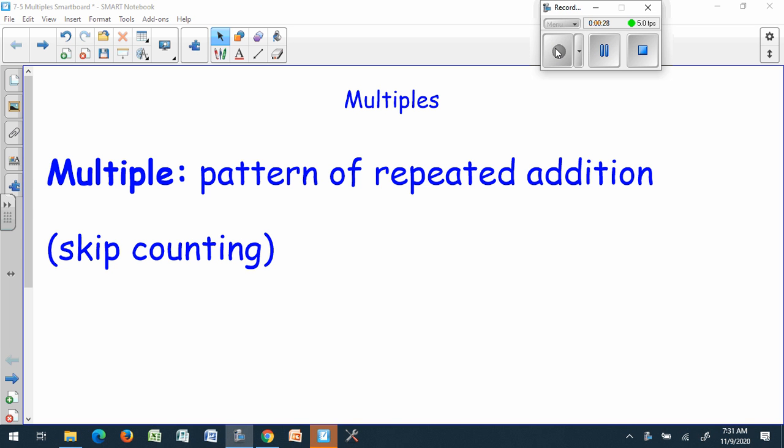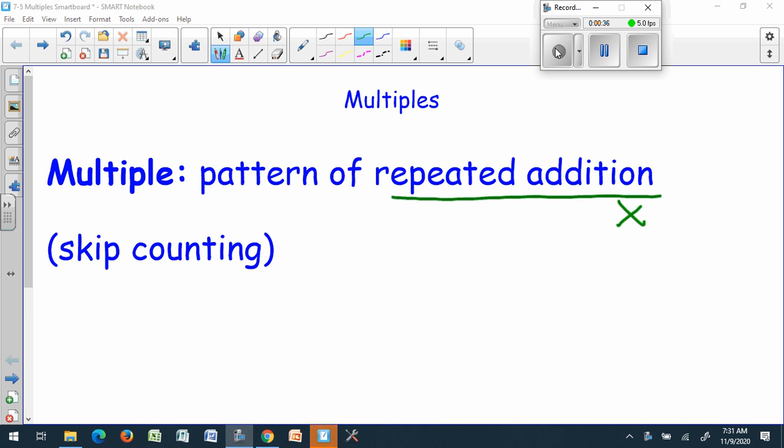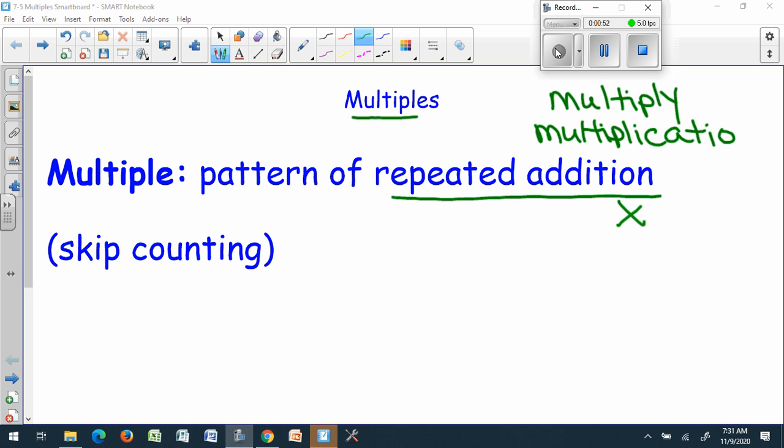A multiple is a pattern of repeated addition. And we know that repeated addition is the same thing as multiplication. And if you look at the word multiples, you know that it looks like multiply and multiplication. So these are all related. And our multiples are going to be like our products or our answers in a multiplication fact. So write down this definition of a multiple. And I want you to think about this as skip counting.